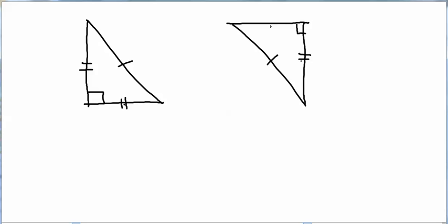If two sides and one angle of a triangle are congruent to two sides and an angle of another, then the third side is going to be congruent. Clear? Okay, now this is difficult, so focus and pay attention.